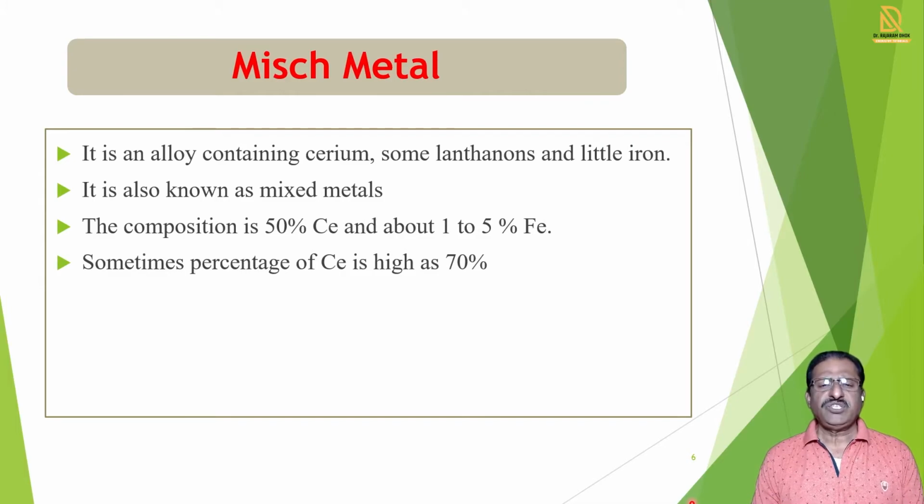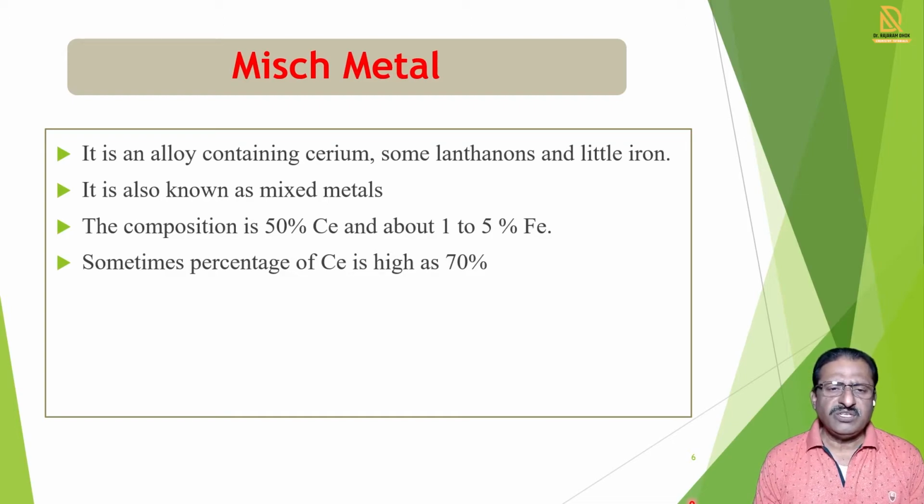Now we see the mish metal. What is the mish metal, how is it prepared, how is it used? This mish metal is an alloy that contains cerium, some other lanthanones, and a little quantity of iron. Such metal is also known as mixed metal. Mixed metal is the mixture of different metals, so it is also known as mixed metals.